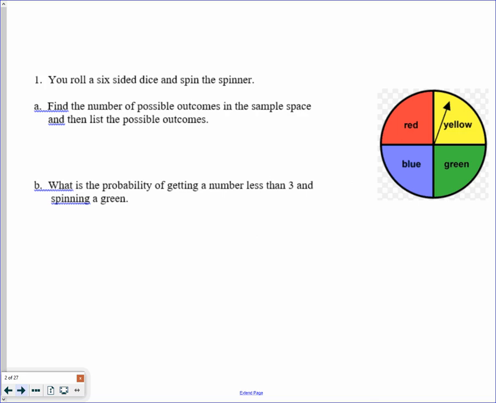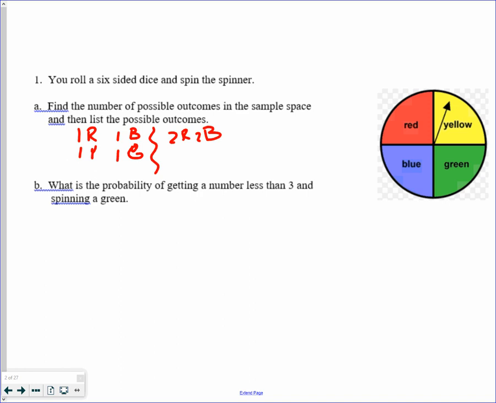You roll a six-sided die and then spin the spinner. Find the number of possible outcomes in the sample space and then list all the possible outcomes. So listing all the possible outcomes, you can do a flow chart or you can list them. So I can roll a 1 and then each of the colors in the spinner. So there's 1 and then that. So then it'll be the same for all of them.